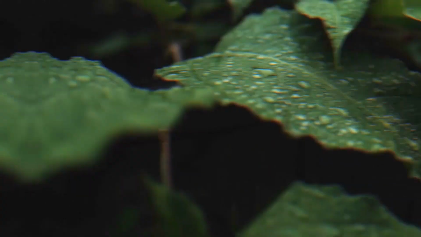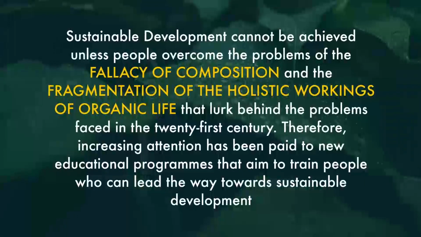Because of this particular characteristic, if we look into sustainable development, it cannot be achieved unless people overcome the problems of these two characteristics, that is, fallacy of composition and fragmentation of holistic working of organic life, because they lurk behind the problems faced in the 21st century. Therefore, we need to increase attention to new educational programs that aim to train people who can lead the way towards sustainable development.